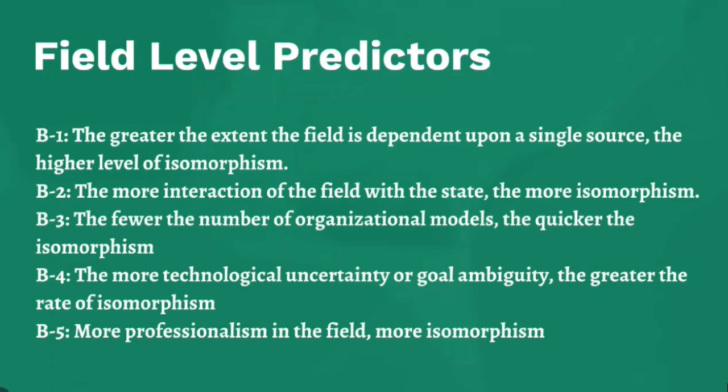The fewer the number of organisation models, the quicker the isomorphism can be expected to occur. And the more technological uncertainty or goal ambiguity, the greater the rate of isomorphism. These two points talk about how isomorphic change arises from uncertainty and modelling. Finally, the more professionalism in the field, the more isomorphism can be expected to occur. This is based on the idea of professional socialisation within an organisational field.